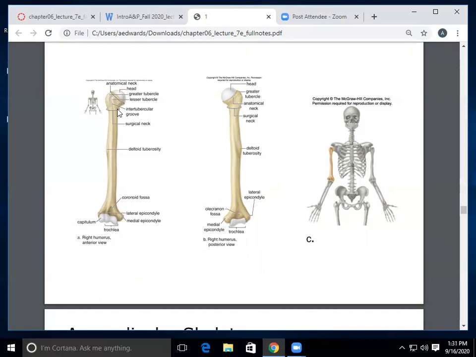Okay. All right, so here's the surgical neck. This is the anatomical neck, but I basically just know the neck area connects to the head. This bump here is the deltoid tuberosity. Basically, it's a notch or a bump.